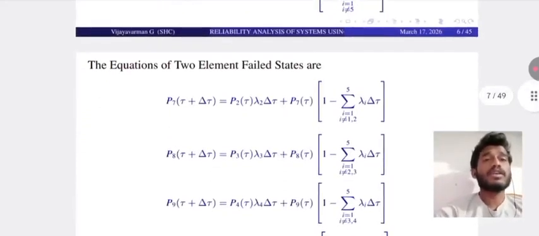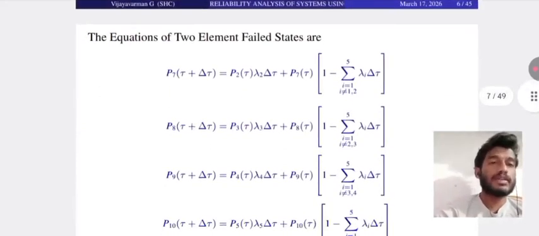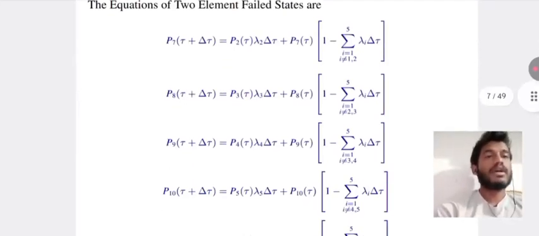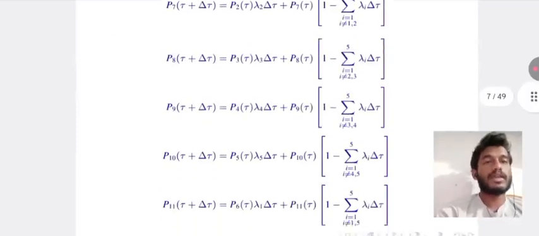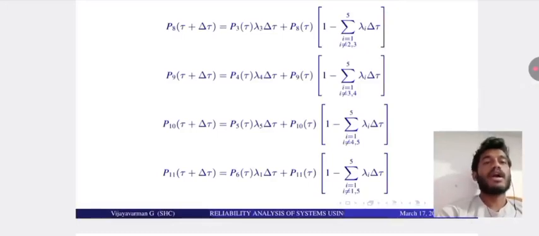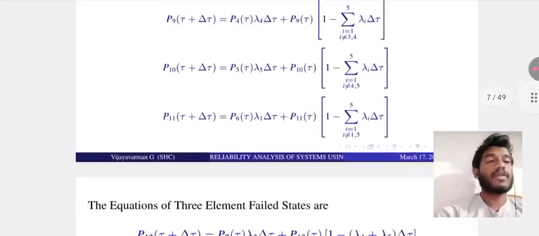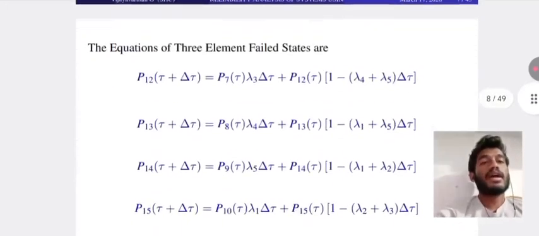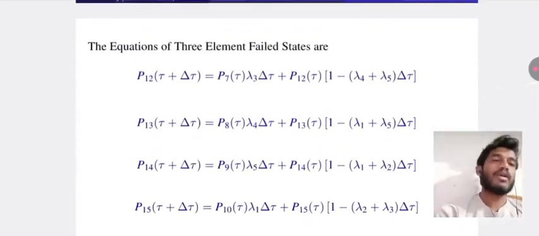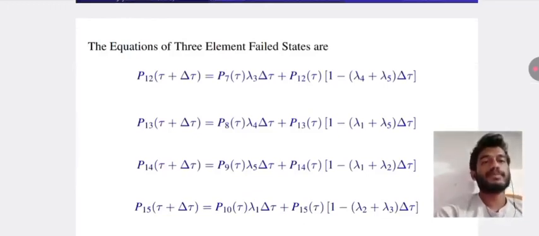For the two-element-failure states, the equation is the same, but with i equal to 1, 2: there are two elements failed. State 8 is 2, 3; state 9 is 3, 4; state 10 is 4, 5; state 11 is 1, 5. These are the failed states, and the equations are derived. Here three elements are failed: the first, second and third elements, with lambda 4 plus lambda 5 remaining. Similarly, all those equations are derived.